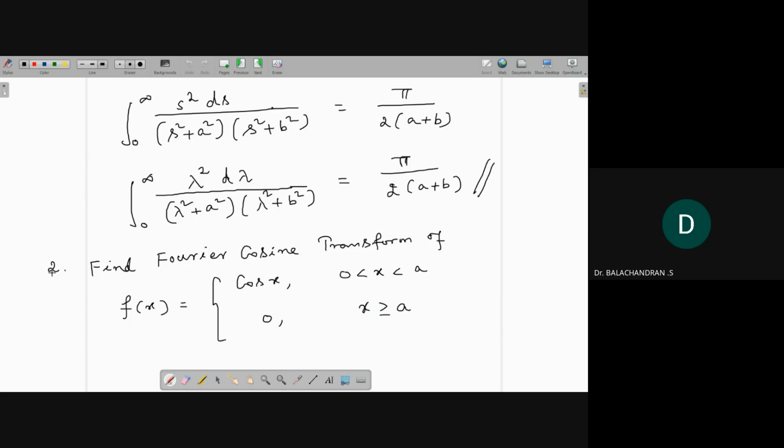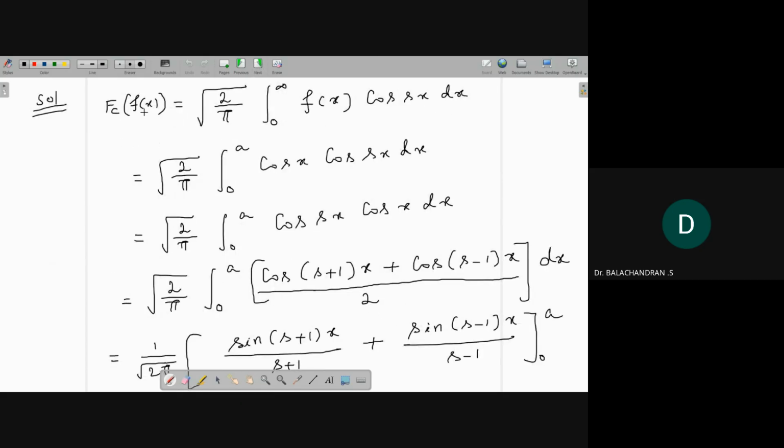The second problem: find the Fourier cosine transform of f of x equal to cos x, for x between 0 and a, and 0 when x is greater than or equal to a. The first step, write the definition of the Fourier cosine transform of f of x, as asked in the question: root 2 by pi integral 0 to infinity f of x into cos sx dx.